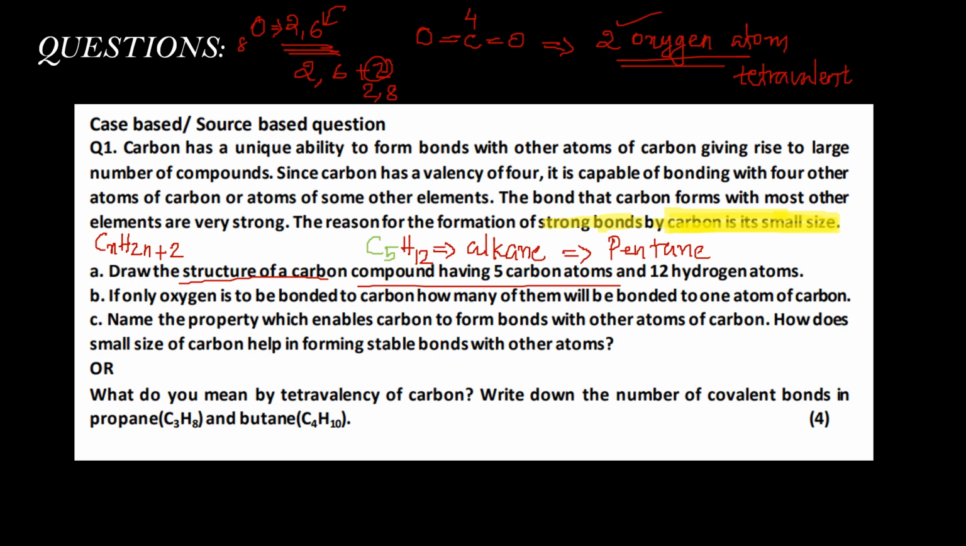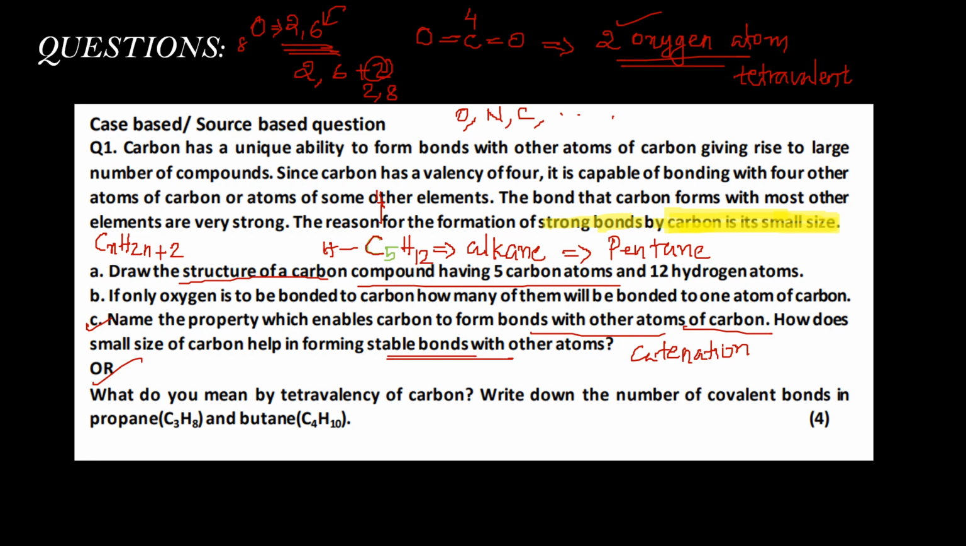Now the next question: name the property which enables carbon to form bonds with other atoms of carbon. We already studied this. The property is catenation. How does the small size of carbon help in forming stable bonds? Since carbon is very small, it can accommodate 4 hydrogen atoms. It can also hold oxygen atoms, nitrogen atoms, and carbon atoms. That's why it can form stable bonds with other atoms.